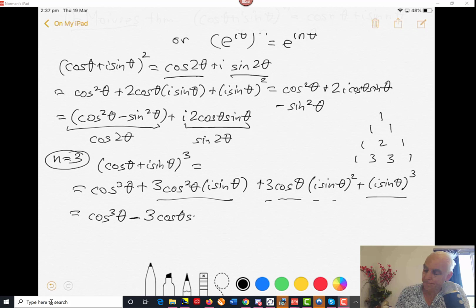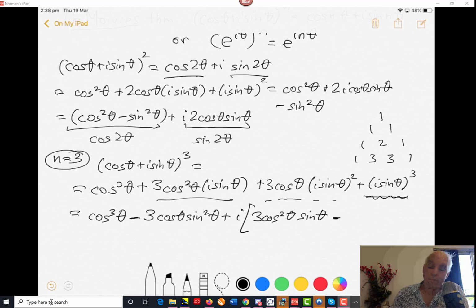And then the stuff involving i, there will be 2 components. The first one here is 3 cos squared theta times sine of theta. And then when we look at this last one, i cubed will be i times i squared, which is minus i. So altogether, minus sine cubed theta. Okay, now we know that's supposed to be equal to cos 3 theta plus i sine 3 theta.